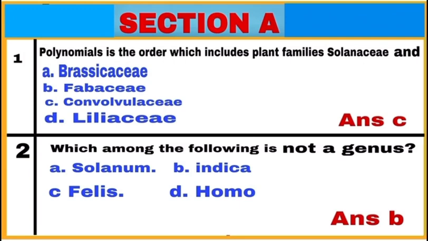Question 2. Which among the following is not a genus? Here Solanum is a genus of potato, Felis is a genus of cats, Homo is a genus of man, while Indica is a species of mango and the scientific name of mango is Mangifera indica, where Mangifera is the genus and Indica is the species. So here correct answer is B. Indica is not a genus.